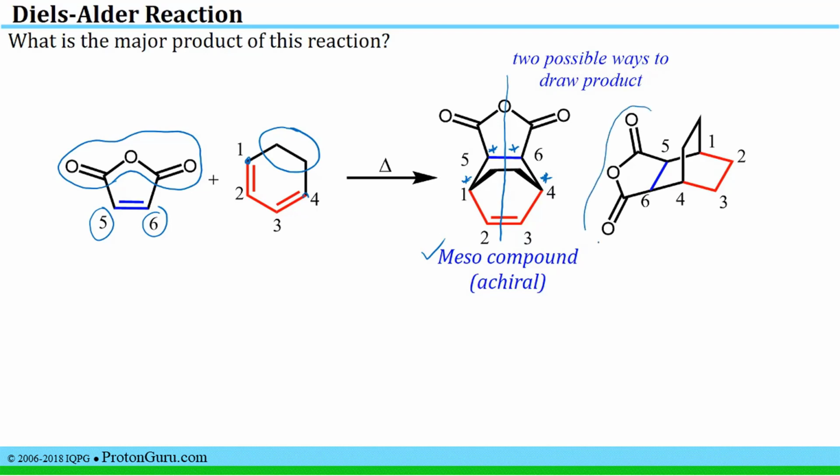Now, you may see the same product drawn like this, where the double bond is between carbons 3 and 2. Carbons 1 and 4 are linked by this ethylene linker. Carbons 6 and 5 are linked by this anhydride unit. We can see that these two are the same product, just drawn in different ways.